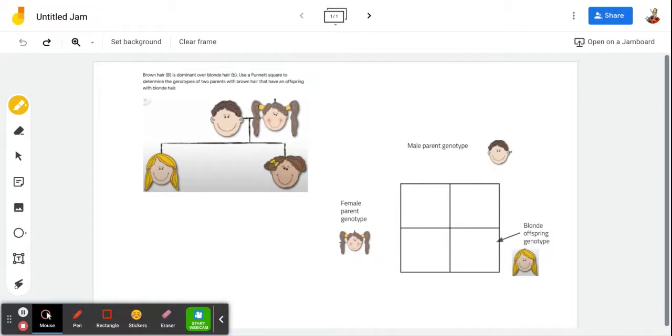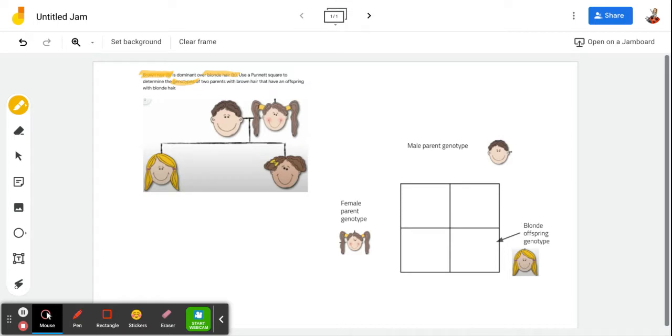In this video, we are going to review how to read, interpret, and complete a Punnett square word problem. So here we have our word problem, and we can see that brown hair, capital B, is dominant over blonde hair. It tells us to use a Punnett square to determine the genotypes of two parents with brown hair that have an offspring with blonde hair.